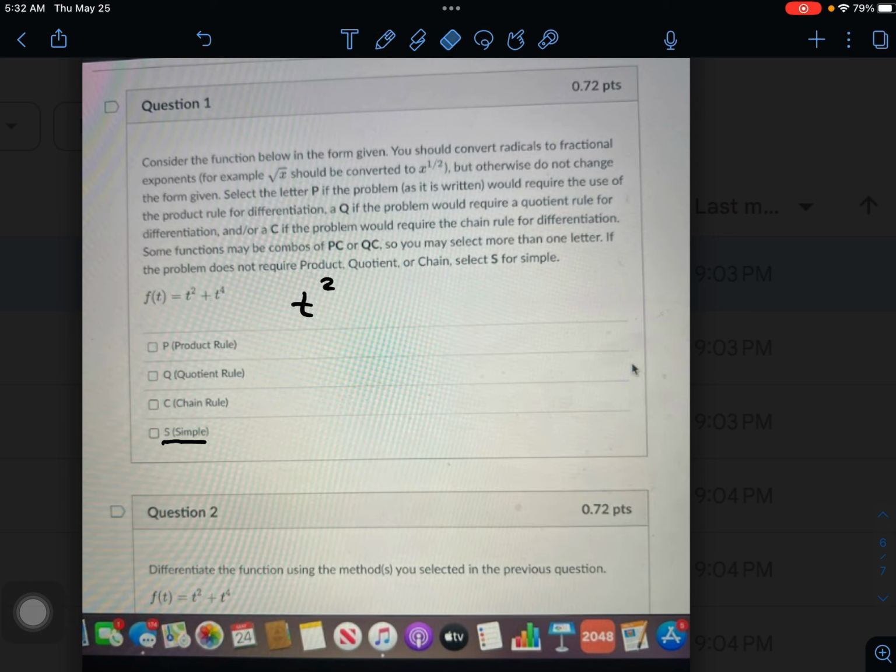And I think that was a 4. I can't see it anymore. Yeah, it's a 4. So it's going to be plus t to the 4. The power rule just says take that power, bring it to the front. So now it's 2t, and then subtract 1 from the exponent. 2 minus 1 is 1. Drop down to plus. Again, bring the power to the front, 4t. Then subtract 1 from the power, 3. That's the power rule, which they're calling simple. So that's that one right there. And we'll see what product, quotient, chain rule are in a second.